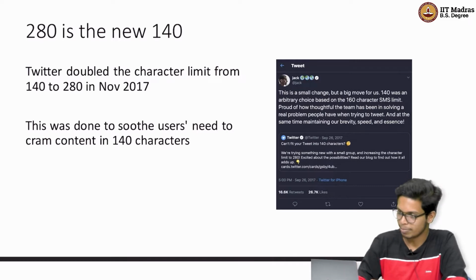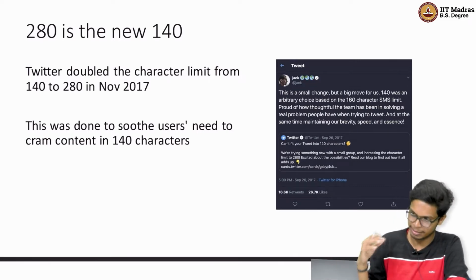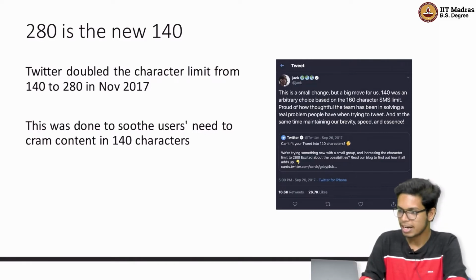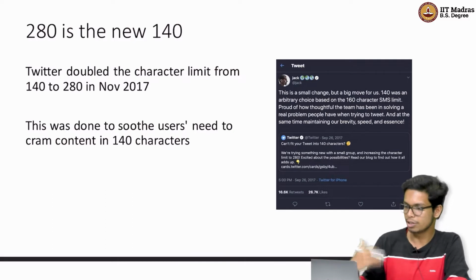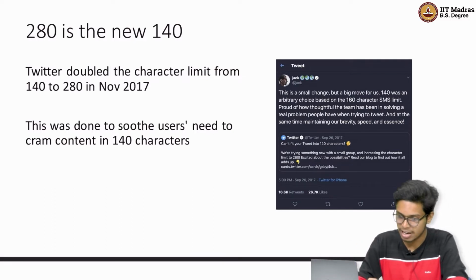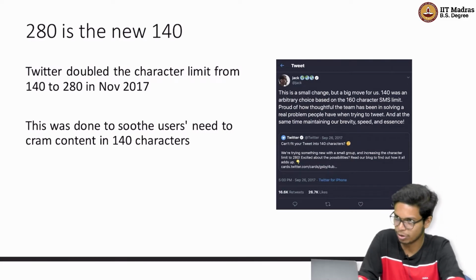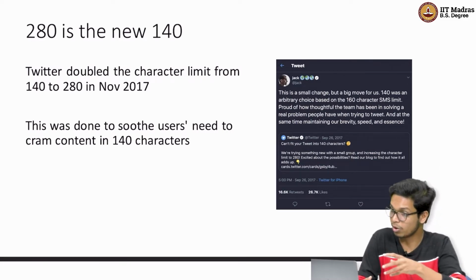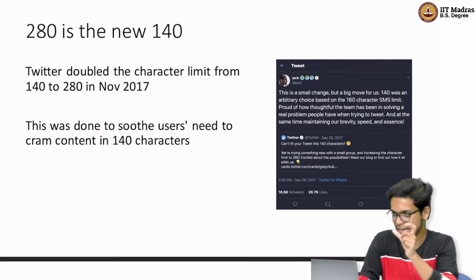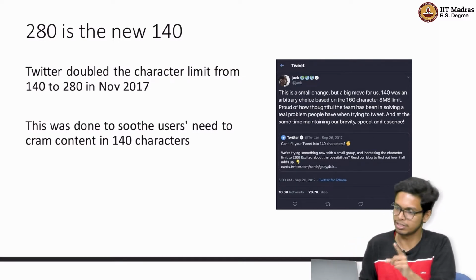But in November 2017, Twitter doubled the character limit of its tweets, and the motivation behind this was to soothe the user's need to cram content into 140 characters. I think all of us have felt this as well. If we try to tweet longer-form content, it becomes very hard for us to cram all the content into just one single tweet.